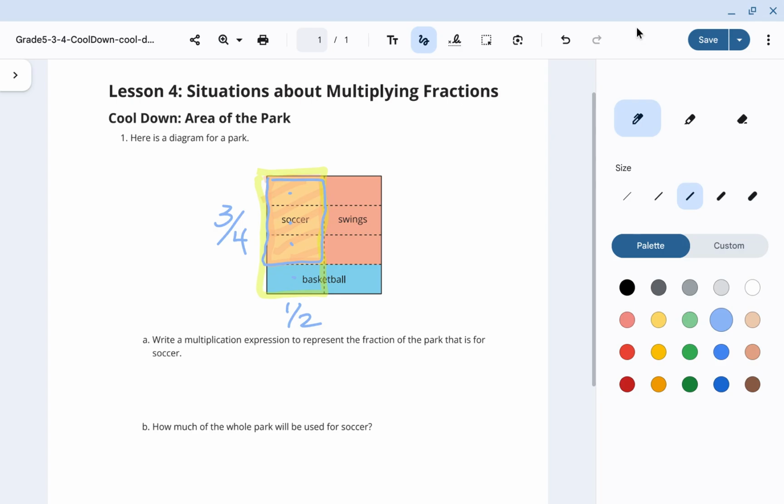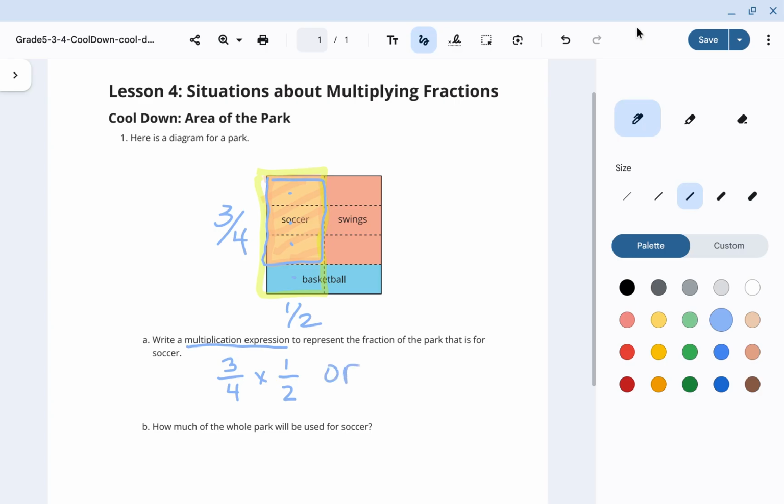Now, I am going to use those fractions in A, because A asks me to write a multiplication expression to represent the fraction of the park that is used for soccer. Well, we have those numbers. We've already thought about that. We know that soccer is 3/4 of that half of the park. So the multiplication expression that I have built is 3/4 times 1/2, because remember, it is 3/4 of that left half of the park. That is where I get my multiplication expression that I see in A.